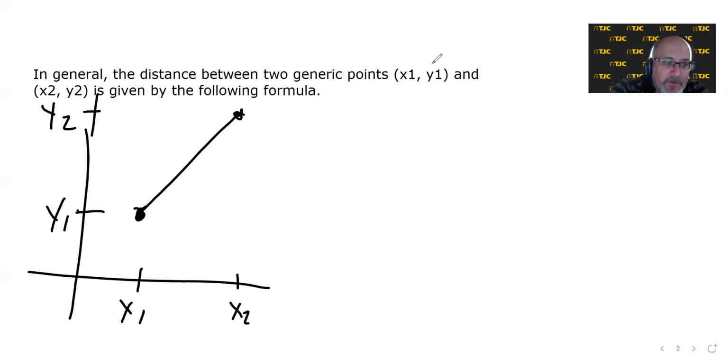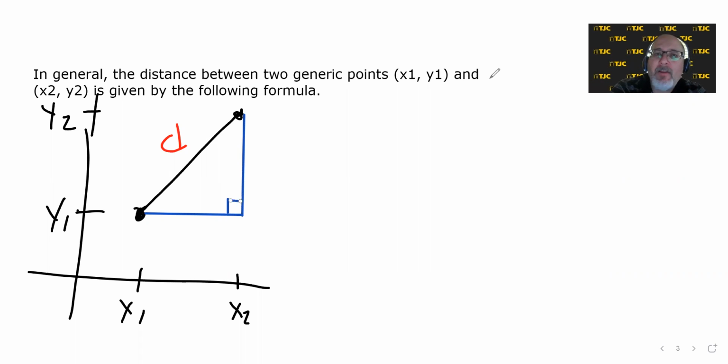In other words, this first point is over x1 and up y1. So its coordinates would be x1, y1. And then for the second point, it would be over x2 and then up y2. So that would be the coordinates of the second point. But if we want to find the distance, let's replicate the same thing we did just a second ago. We made a right triangle by moving across and then up. We don't have to draw the right angle, I just like to emphasize it.